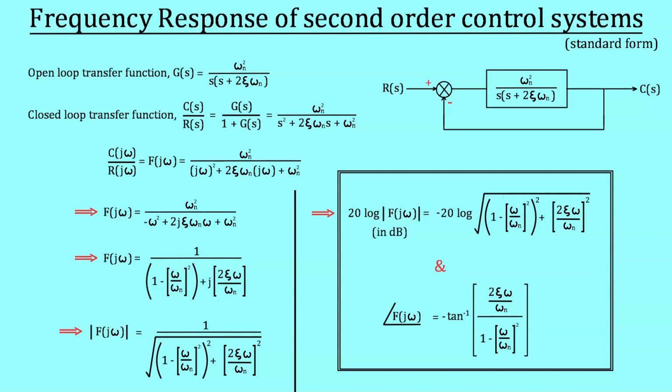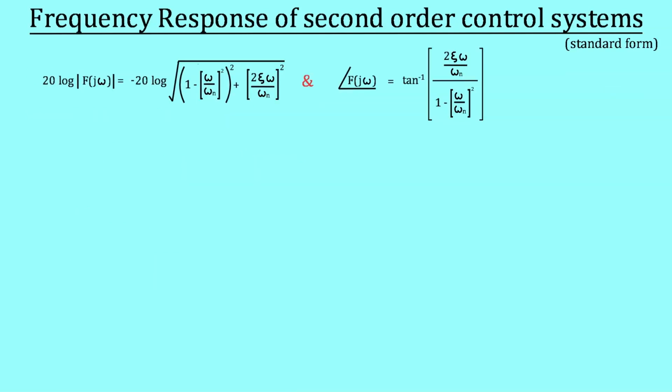The magnitude can also be represented in dB scale. Similarly, we can find the phase of the transfer function, which will come out to be equal to minus tan inverse of (2 zeta omega divided by omega n), the whole divided by (1 minus (omega divided by omega n) raised to the power 2). Now, we will try to plot an approximate graph by using only these two equations.